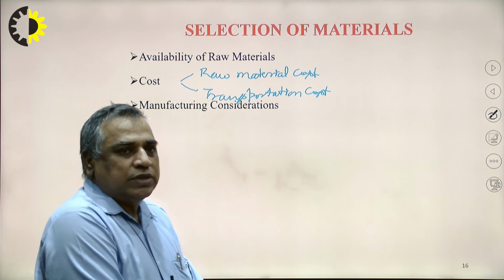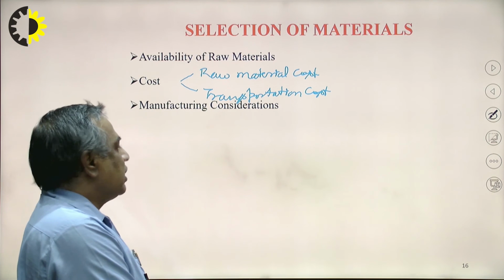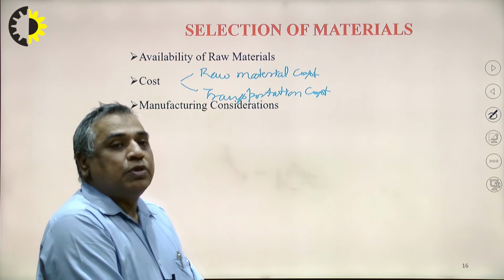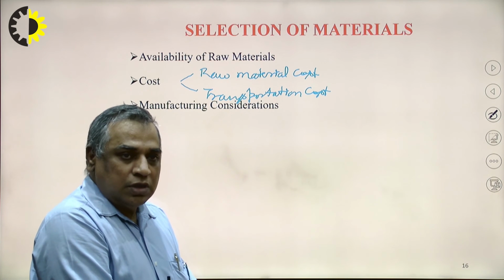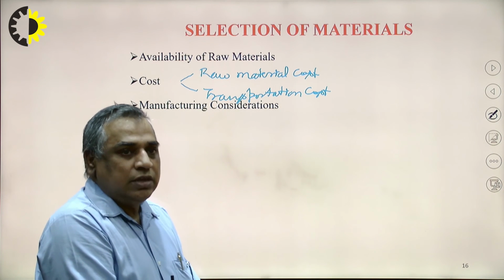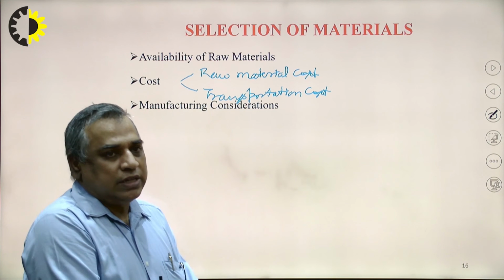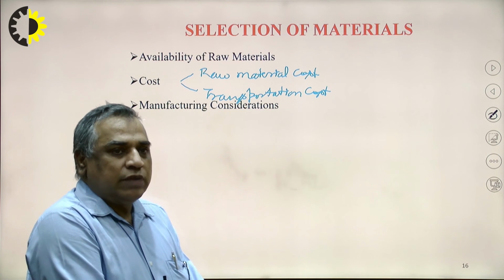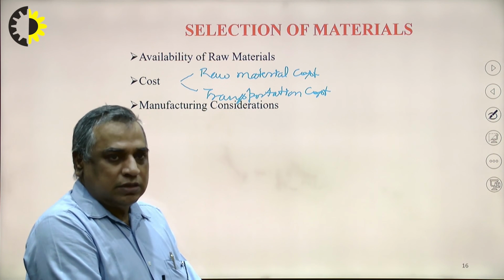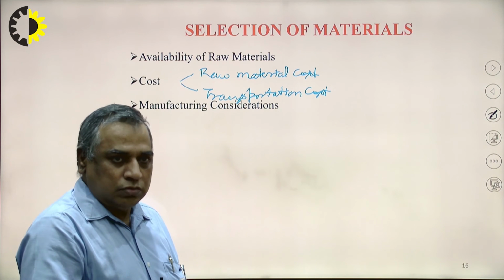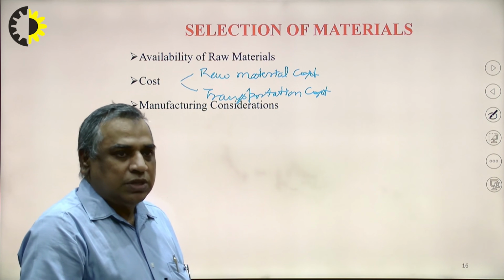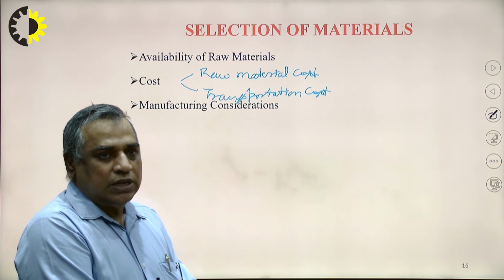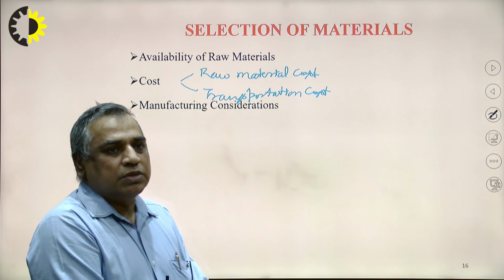Next is the manufacturing consideration. We should consider what type of manufacturing processes we need to apply on our design to convert the raw material into the final shape. For example, if some welding is required to make the final product, then proper weldability must be there. If machining is required, then it should be properly machinable.